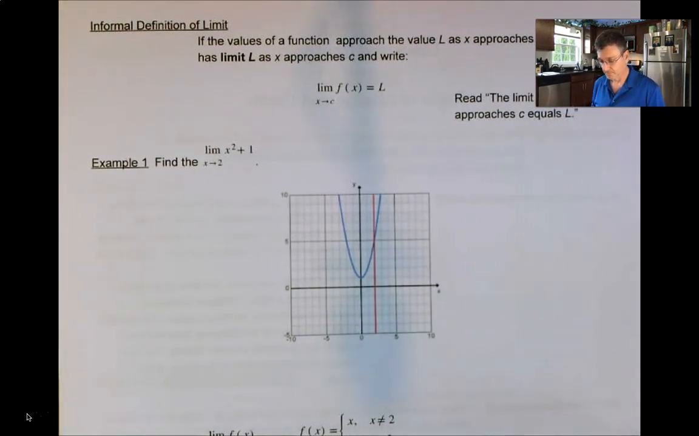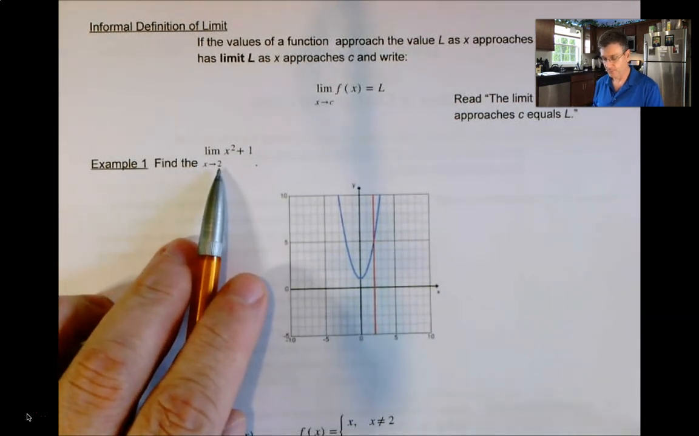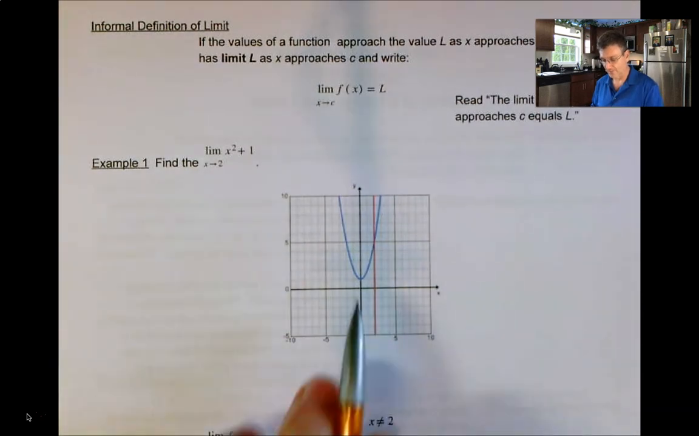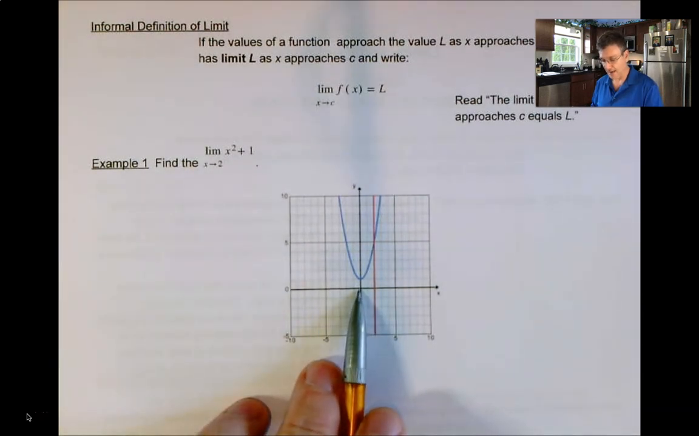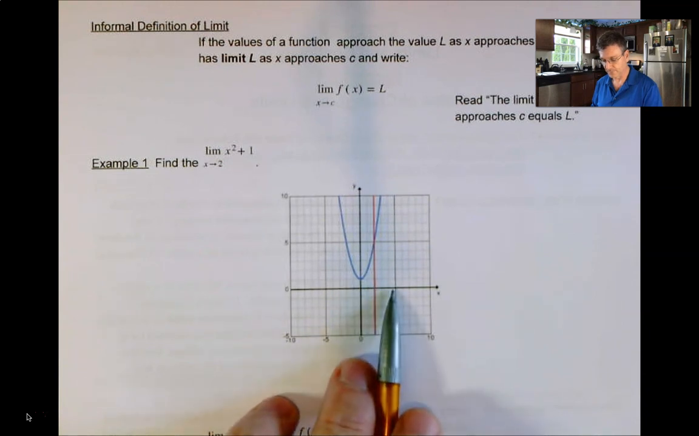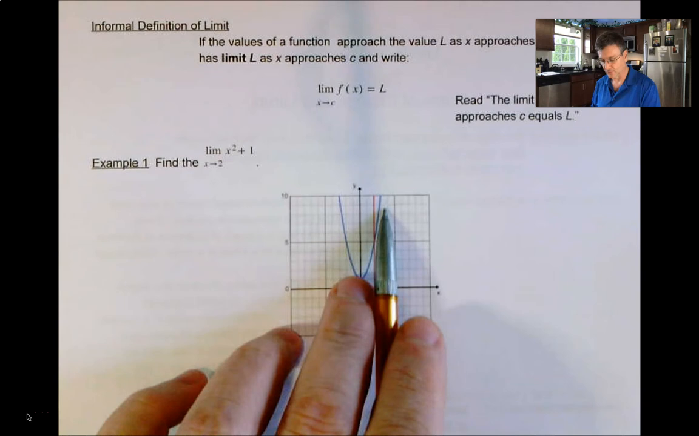Then read what a limit is, which leads us into the definition of a limit and then actually calculating limits. So find the limit as x approaches 2 of x squared plus 1. I've provided a graph. That means as x gets closer and closer to 2 from the left and from the right, what is the function getting closer and closer to?